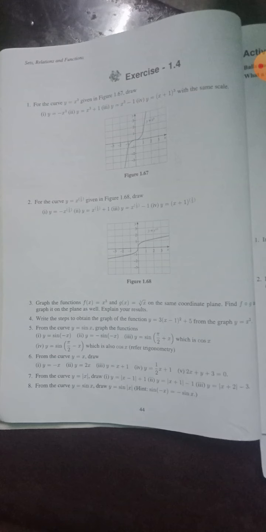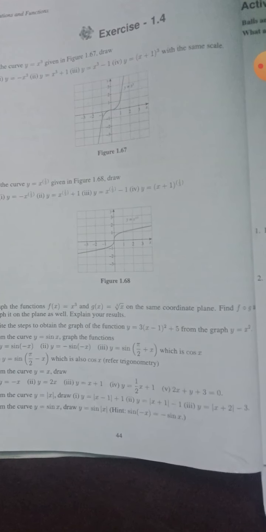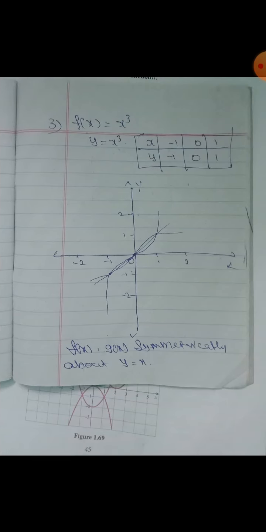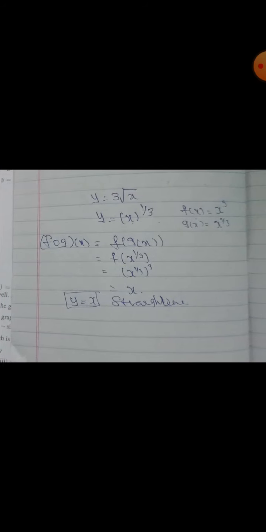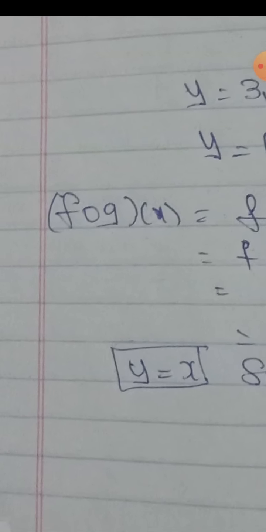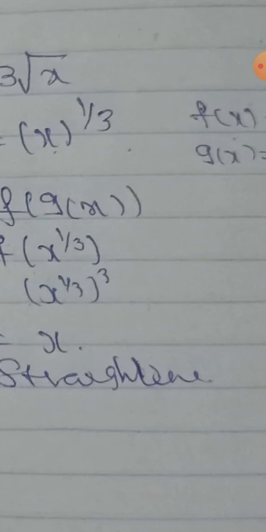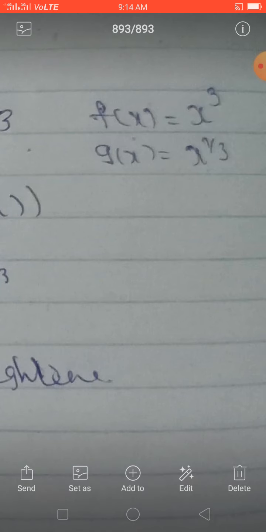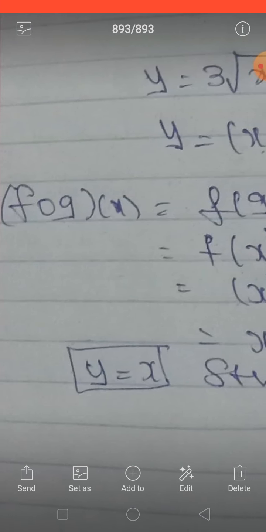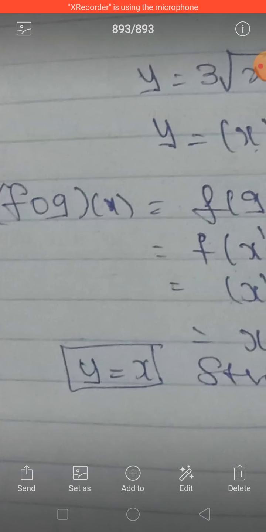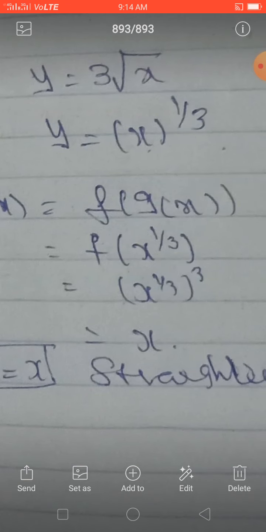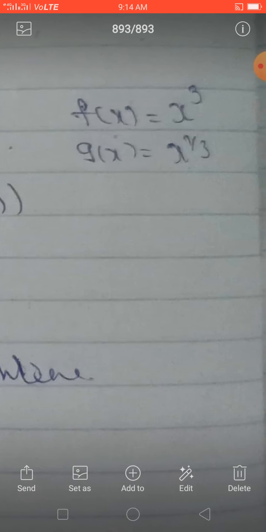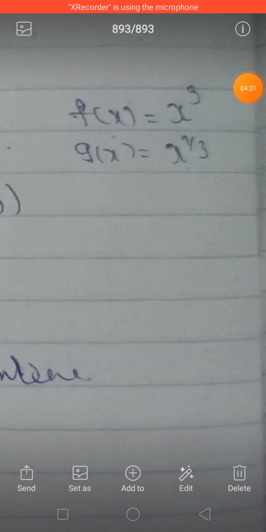After that, what is the question? Find f composite g and then graph it on the plane. F composite g, which means what? F composite g of x. So first of all, we know that f of x is equal to x cube, g of x is equal to x power 1 by 3. So f composite g of x, how can I write? f of g of x. We already know that in the 10th standard, okay? So f of g of x. So in the place of g of x, substitute the g of x value. What is the value of g of x? X power 1 by 3.